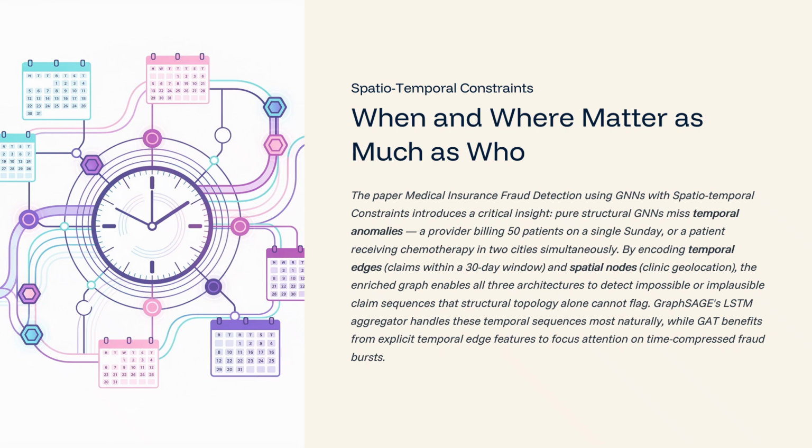The spatiotemporal constraints research encodes time as edges, where claims within a 30-day window get temporal connections, and location as node features tied to clinic geolocation. With this enrichment alone, all three architectures improve recall to an extent, right? This is not a marginal gain from a modeling tweak. This is structural lift from asking a question the base models ignore. Is this sequence of claims physically and temporally possible? Fraudsters operate in time. Models that ignore time leave double-digit recall on the table every single time.